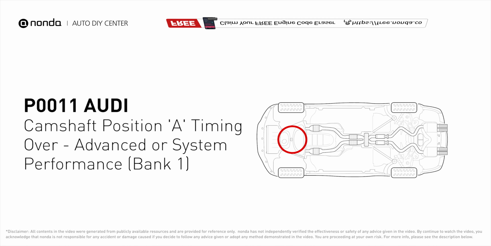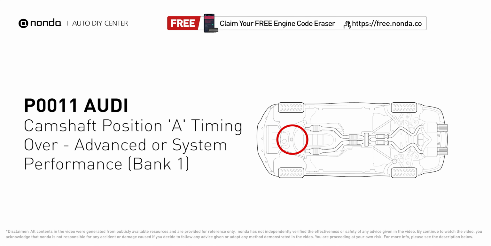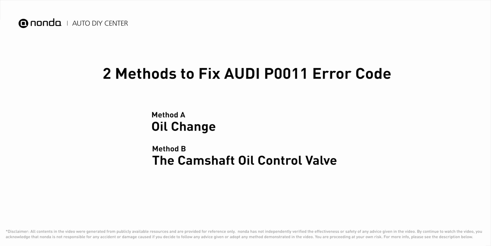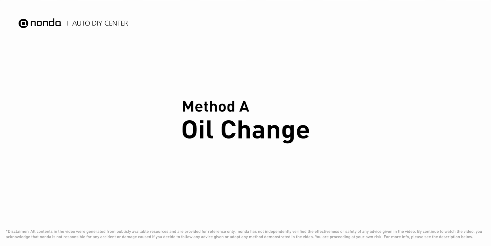It indicates the engine control module has determined that the Bank 1 intake camshaft is more advanced than what the engine control module has commanded it to be. Here are 2 of the most practical solutions to fix Audi's P0011 error code. Method A. Oil change.